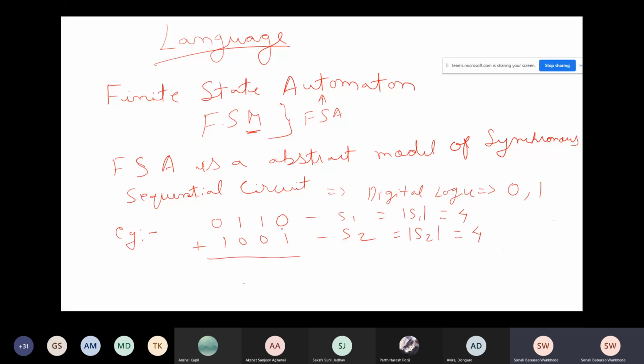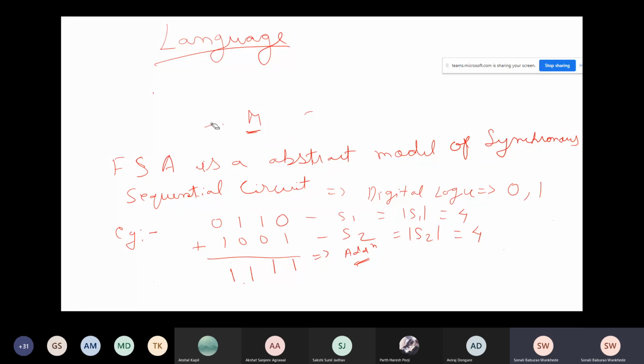Now, how do we perform this addition, also called ANDing? 0 plus 1 gives you 1. Again, 1 plus 0 gives you 1. 1 plus 0 gives you 1. 0 plus 1 gives you 1. This is how you perform addition of two binary numbers. Now let us take some bigger example. Is this clear, how to perform addition of two binary numbers?